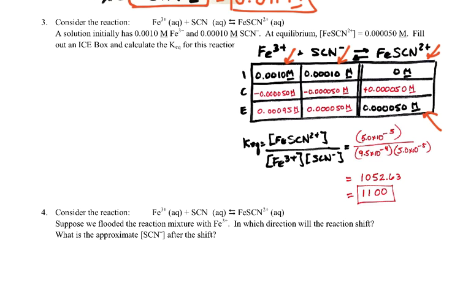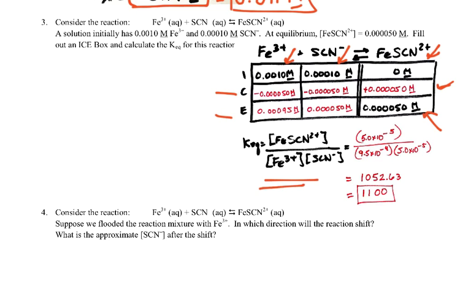So since in the beginning we did not mention that we had any FeSCN, then we know that concentration is 0. We can find the change, from 0 to 0.00005. And then since it's a 1-to-1-to-1 ratio, this is plus 0.00005 and these two are minus 0.00005. We just do our adding straight down.